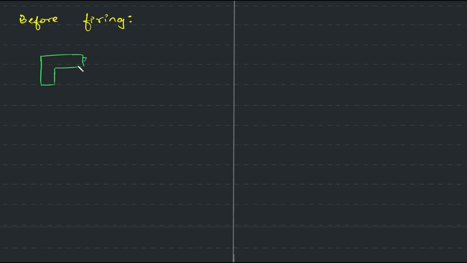So what we have here is the gun and the bullet are stationary. If I call the mass of the gun as mg and mass of the bullet as mb, and the initial velocity of the bullet will be 0 meter per second, and the initial velocity of the gun is also 0 meter per second. Nothing is moving.